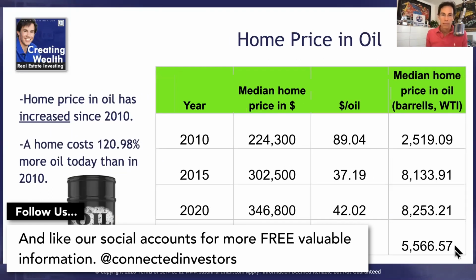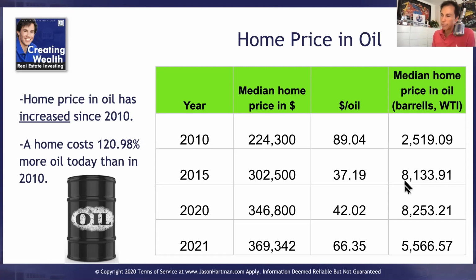What about oil? Oil's a very common commodity. The whole world runs on it. Okay. In 2010, it would take you 2,500 barrels of oil to buy a house. Okay. In 2015, it'd take you 8,080. I'm rounding off, obviously. You can see the exact number on the chart. Take you about 8,100 barrels. Right now, it takes you about 5,600 barrels of oil to buy a house. So if you measure in oil, have houses become cheaper or more expensive, right?